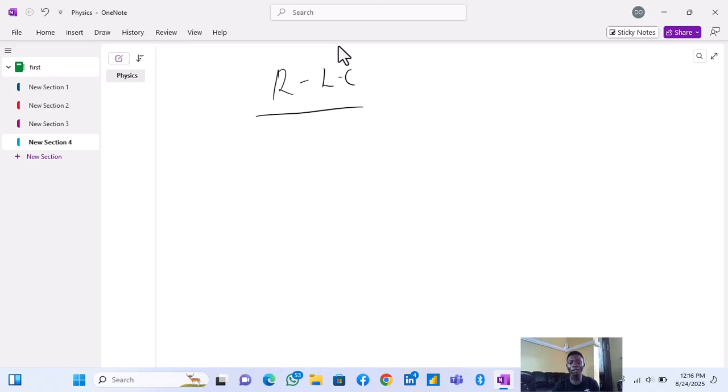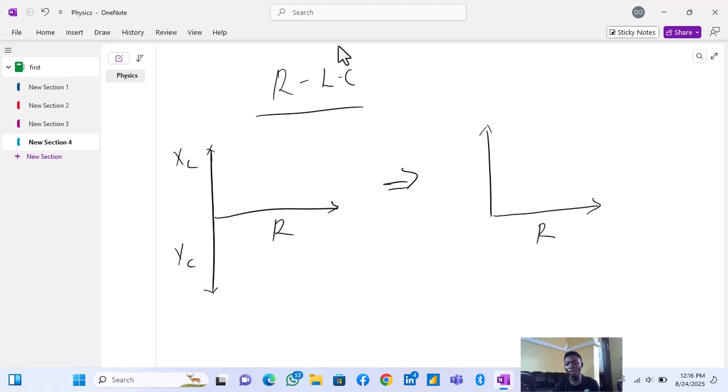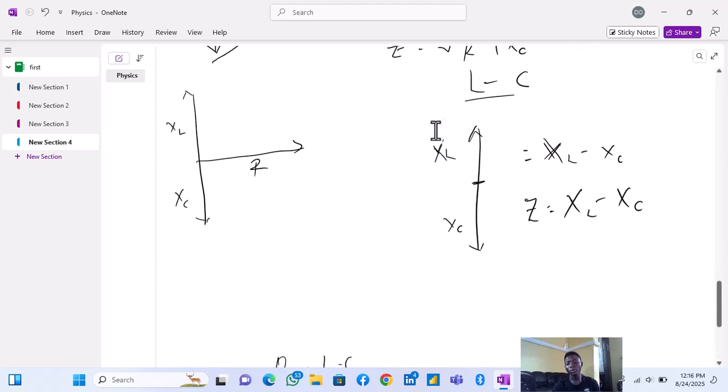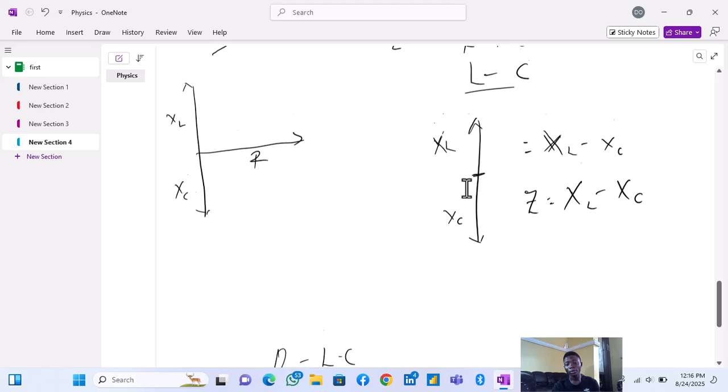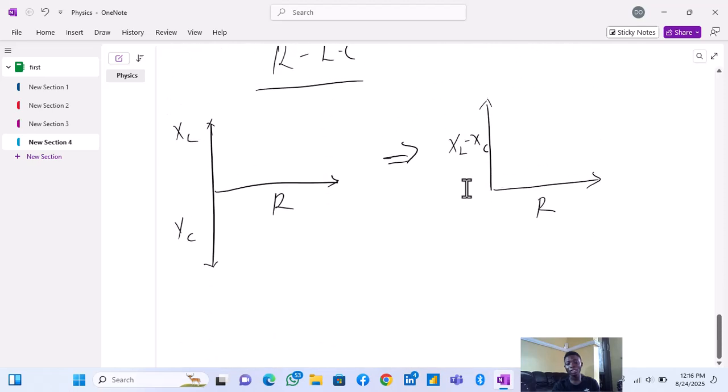For an RLC circuit, we still have the same diagram. This is R, this is XL, and this is XC. All we need to do is combine XL and XC together into one, so the diagram now looks like this. This is R, but now this is XL minus XC, just like what we did for the LC circuits, where we found the resultant of the LC circuit. So we find the resultant of LC and put it together now.